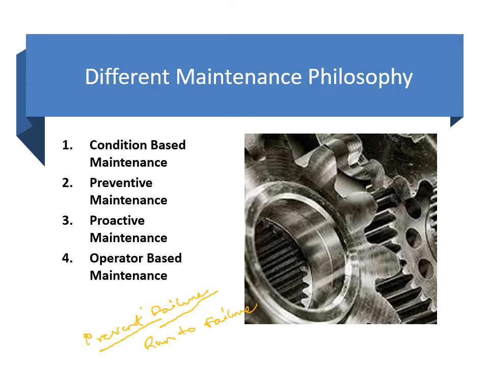So there are basically four categories of maintenance. Number one is condition based maintenance, which is also known as predictive maintenance. Number two is preventive maintenance or PM. Number three is proactive maintenance, and number four is operator based maintenance. We will discuss all these maintenance strategies one by one, and will give you a comparative study between these various maintenance strategies.